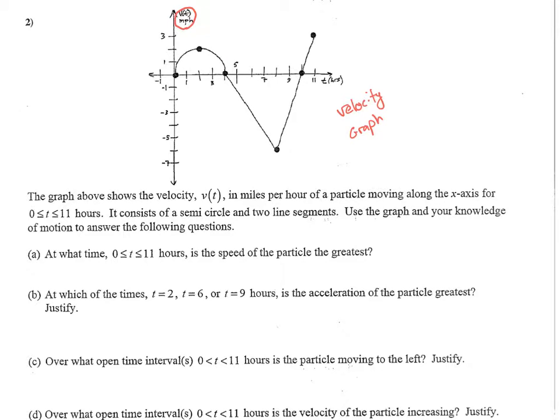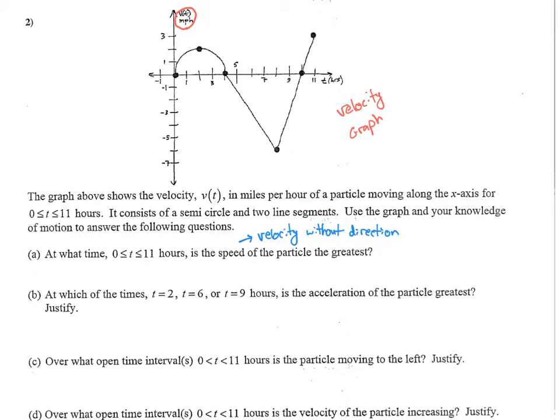Okay, so the graph above shows the velocity in miles per hour of a particle moving along the x-axis, just a line, from 0 to 11 hours. We've got a semicircle and two line segments. And then part A asks, from 0 to 11 hours, when is the speed of the particle the greatest? Now, the speed of a particle is the velocity without caring about direction. So we don't especially care whether the particle is moving to the right or moving to the left. All we care about is what's the absolute fastest the particle is moving at.